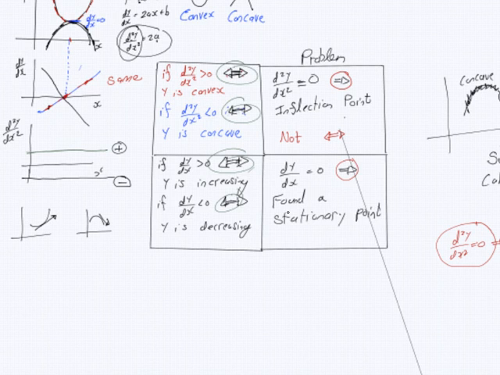Correct. No. Inflection needs to be like this, and then change to this. Inflection is when it changes from convex to concave. Oh, yes. Yeah? It's okay? Okay.